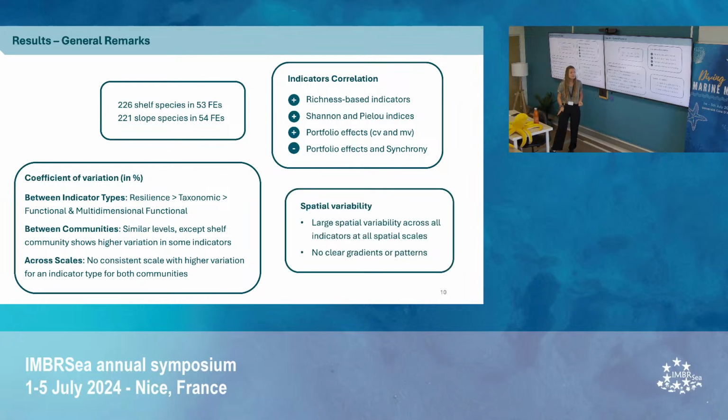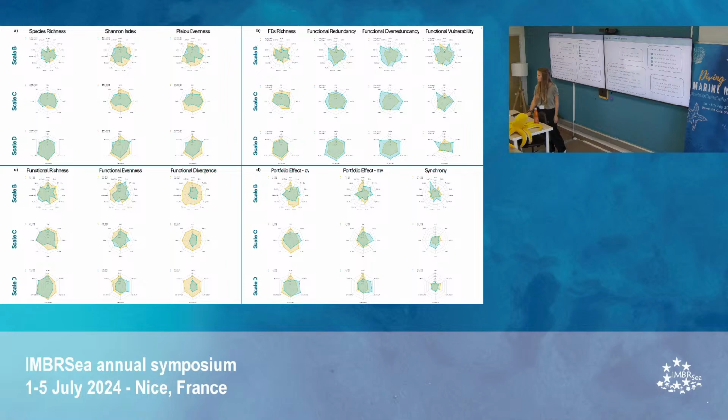Regarding the spatial variability, there was a very large spatial variability across all indicators at all spatial scales, but no clear gradients or patterns. This is the plot summarizing the main aspects of my results. This is a lot. You have the 4 categories depicted here with the names of the indicators in columns, and the rows are depicting the scale, so from B to D, fine to large. And there is no scale A because it was too many spatial units, more than 500, so it was not possible to plot in this kind of plot.